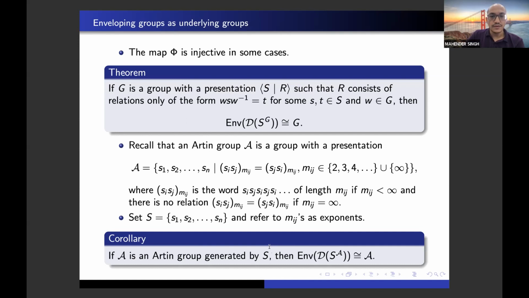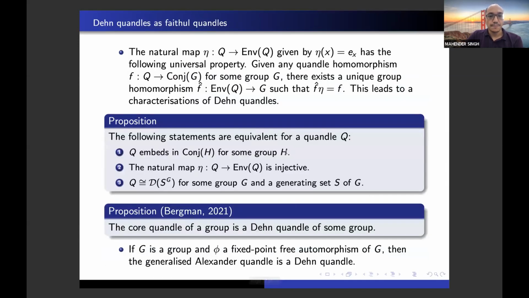Okay, just an obvious consequence of this simple observation. And as I remarked earlier, these quandles are simply the ones which embed inside this. So how to see that? It comes directly from the universal property of this map.